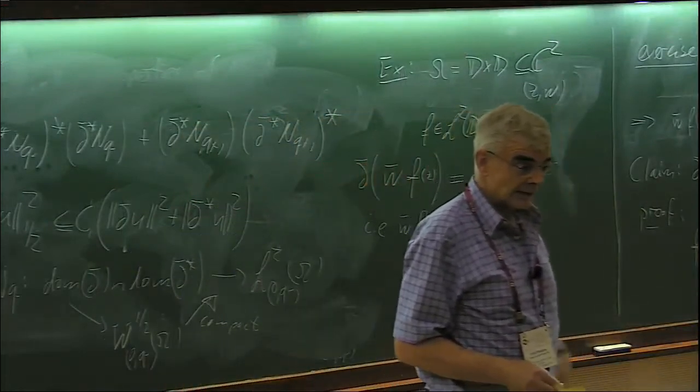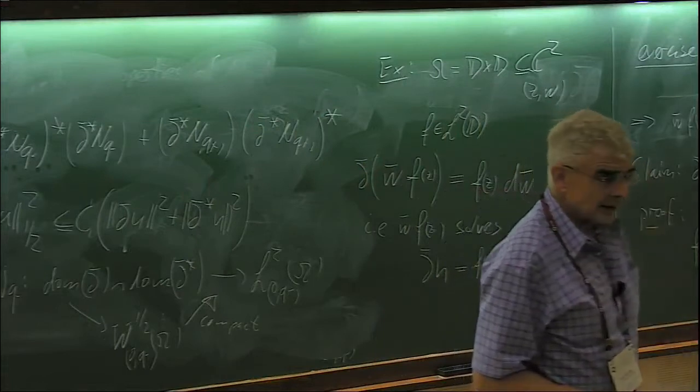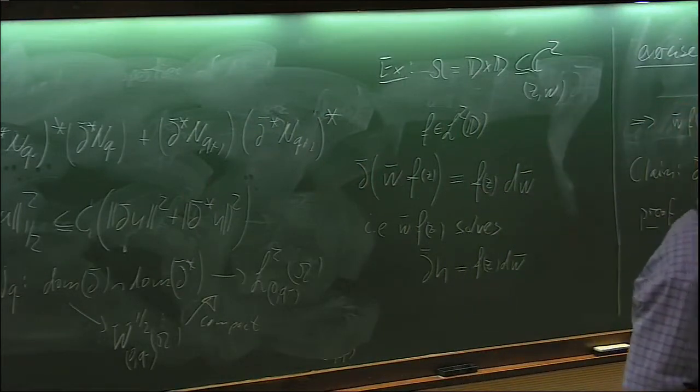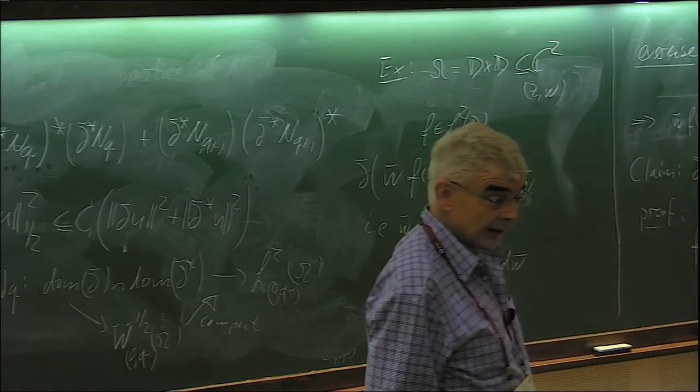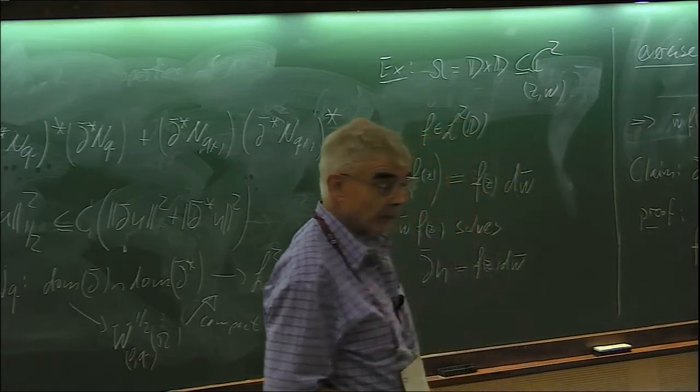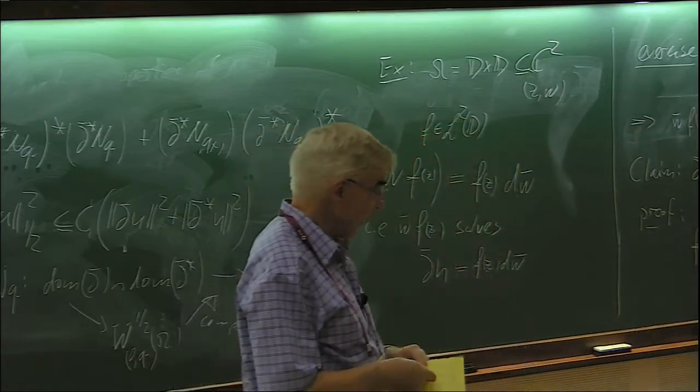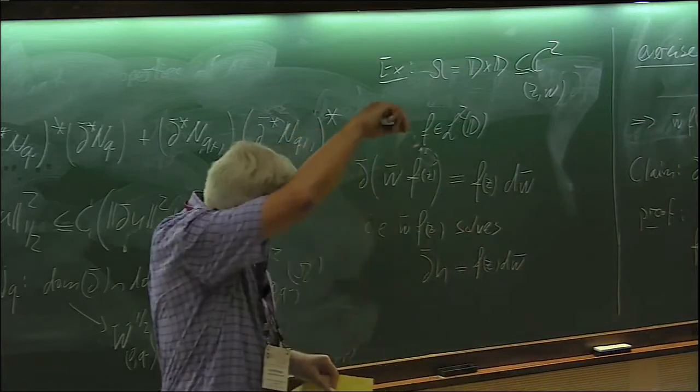So, f is a function already on the bidisk, is it? No, it's just on the disk. It's just a function of z alone. Oh, okay. f is just a function of z alone. One variable. Yes. The other variable is w.